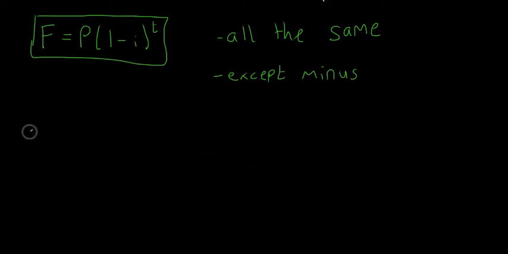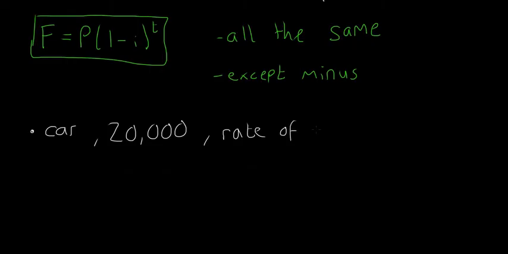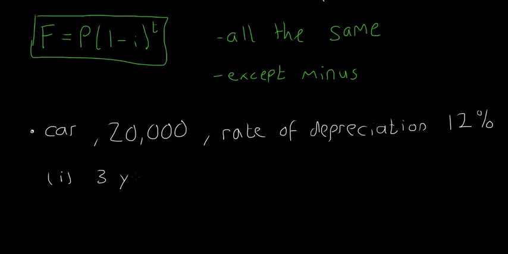Say we buy a car for 20,000, and the rate of depreciation, obviously in real life there isn't a set rate, but this is just a maths question so they have to give us one, is going to be 12%. So every year it loses 12% of its value. Then the question is, how much is the car worth after 3 years? And then how much is the car worth after 10 years?